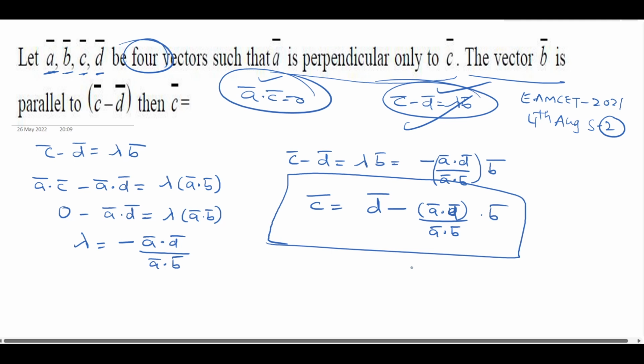C bar is equal to D bar minus A bar dot D bar by A bar dot B bar into B bar.